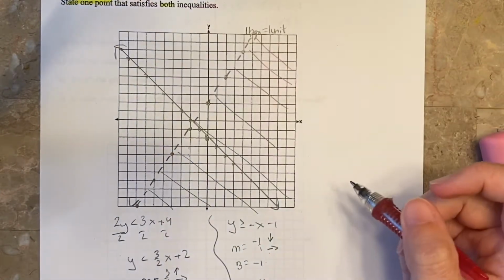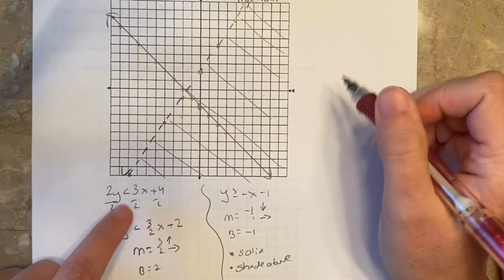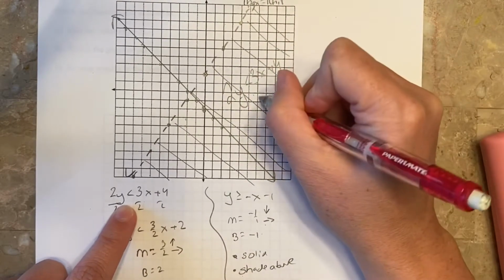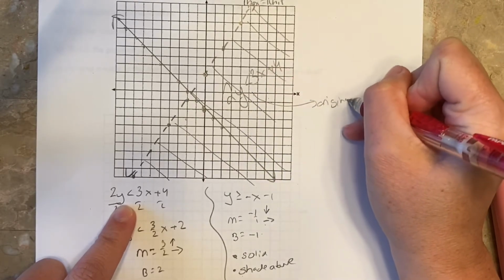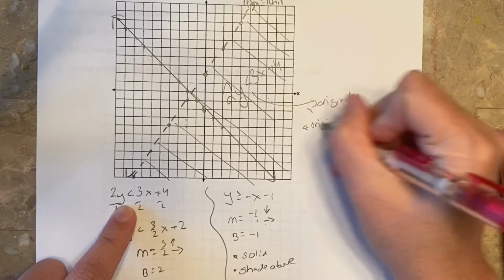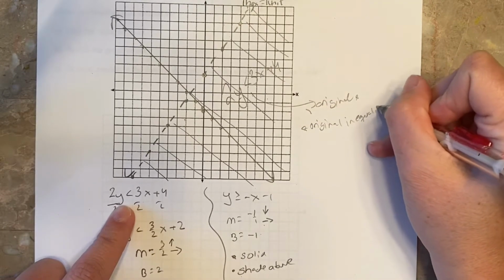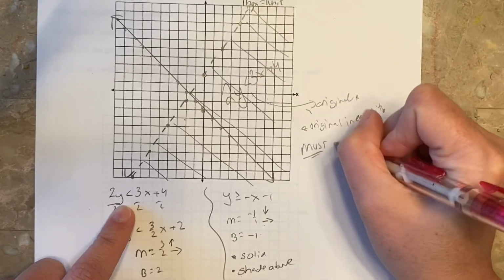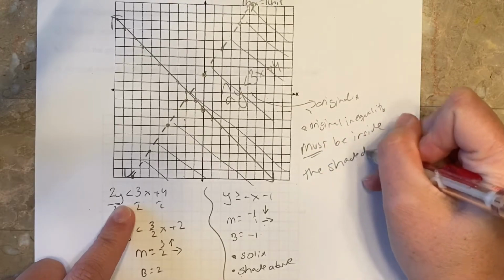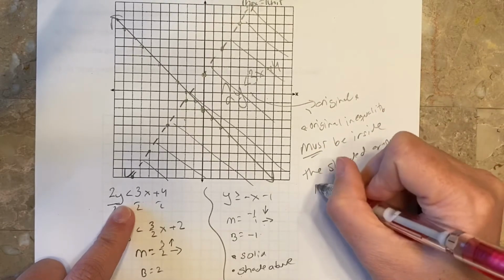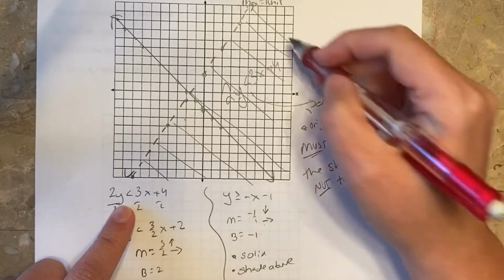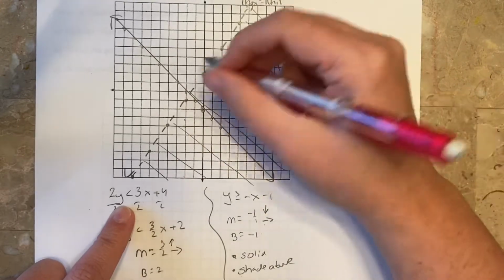Okay. And this one, oh, I forgot to do my inequality. So 2y is less than 3x plus 4. And notice that I put the original. Okay, that's so important. Always want the original. And I'm going to write this. Original inequality must be inside the shaded area. Not touching the line. That's important because you're showing that everything in this section are the answers, not just what's touching the line.